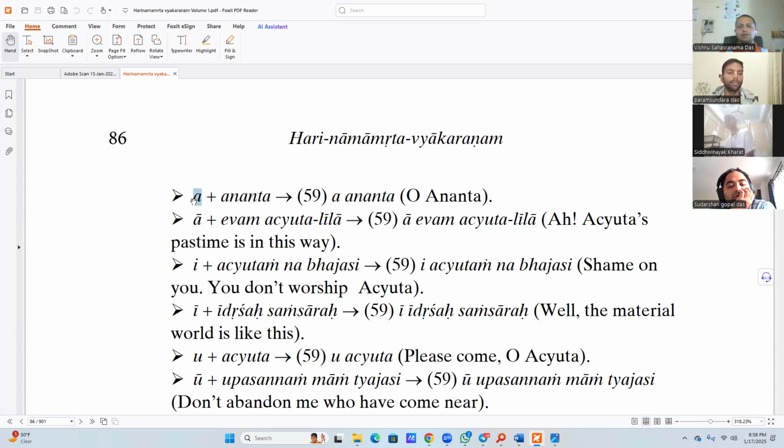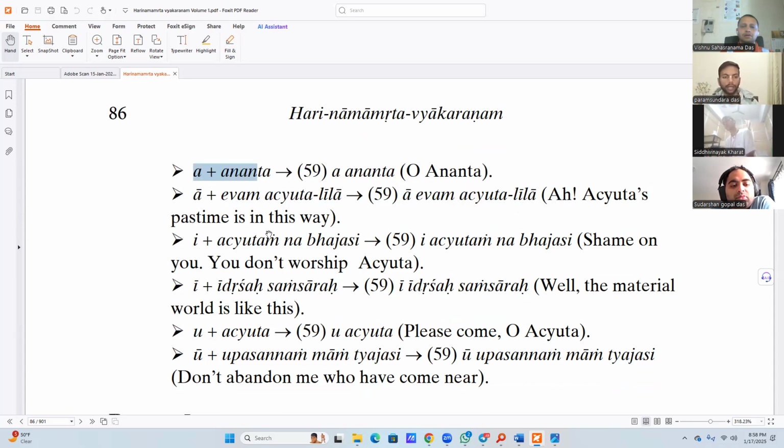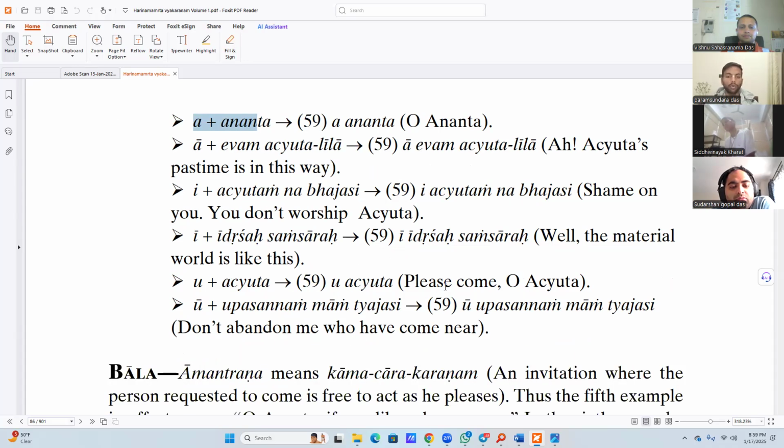Otherwise, which sutra would have been applied here? Dashavatare militva Trivikrama. Similarly, evam Achyuta leela, remembrance, smarana. So evam Achyuta leela, no sandhi. Achyutam na bhajasi, bhartsana, reproach, scolding. Achyutam na bhajasi, shame on you, you don't worship Achyuta. Then idrisha sansara, this is vak purana. No sandhi, well, the material world is like this. Achyuta amantrana, please come, O Achyuta. And upasannam mam tejasi, this is pratishedha, prohibition, that don't abandon me who have come near.